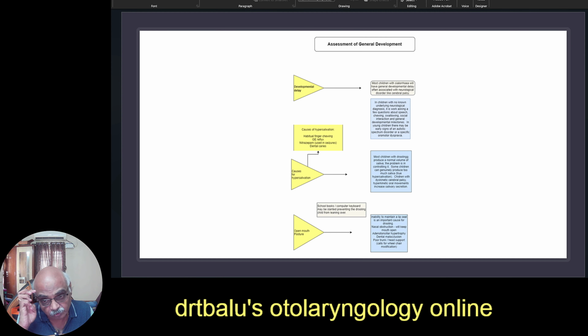But children with dyskinesia, cerebral palsy, or hyperkinetic oral movements can increase salivary secretion per se, leading to drooling. And open mouth posture is again another cause for drooling, because the inability to seal the lip is an important cause for drooling.